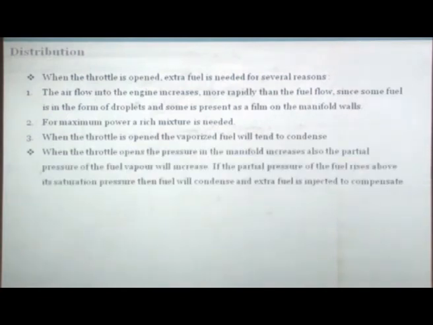Okay. When the throttle opens, the pressure in the manifold increases, also the partial pressure of the fuel vapor also increases. So, if the partial pressure of the fuel rises above the saturation pressure of the air, when you have more moisture in the air, what happens? Condensation happens. Similarly, if the fuel is more than what the air can hold, it is above the saturation limit, obviously the condensation will happen, and where will that fuel condense? On the manifold walls, not the cylinder wall, manifold walls, and if the fuel condenses, obviously the fuel is out of the equation. So, you need to put in more amount of fuel. So, extra enrichment is required.